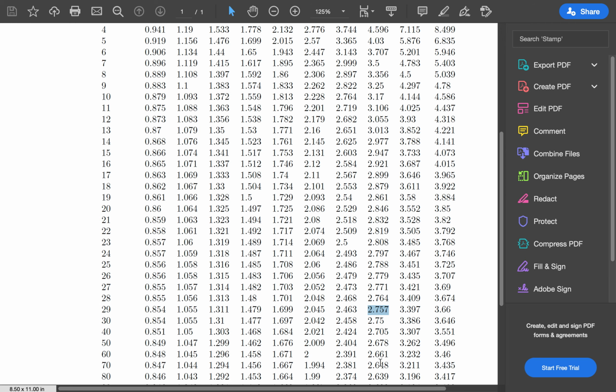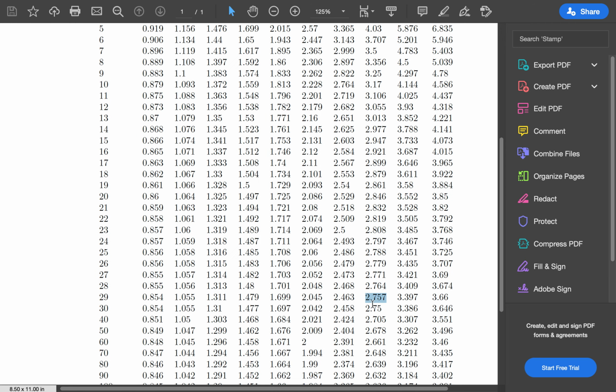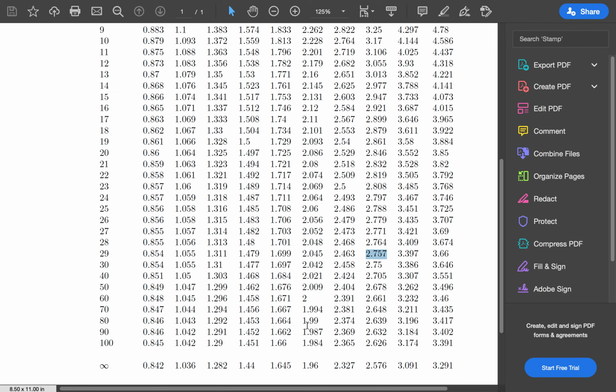Now, as we scroll down the t-table, you can see that these critical values for each of the columns of interest start to fall. And when we get to row infinity, you can see 1.645, 1.96, 2.576. Those are the same critical values that we used before, just at a larger level of precision.